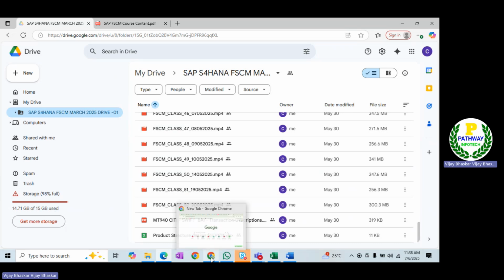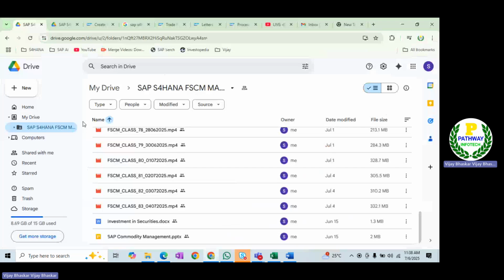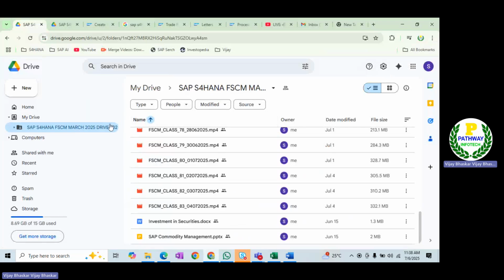Now moving to drive number two, which I have created especially for the same batch. This is also almost complete, with almost 83 sessions completed, in addition to drive number one. Still, there are a few topics yet to complete, which are in progress. I'm sure about all the pending topics, the ones yet to complete. Those will be completed as soon as possible before starting the new batch.